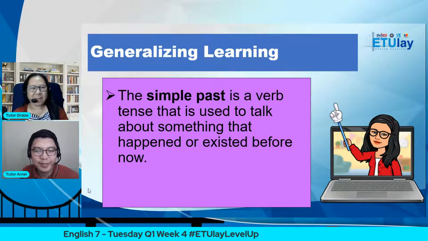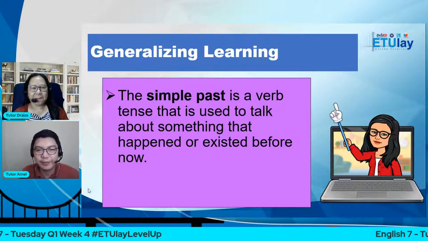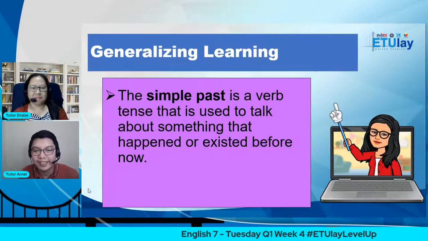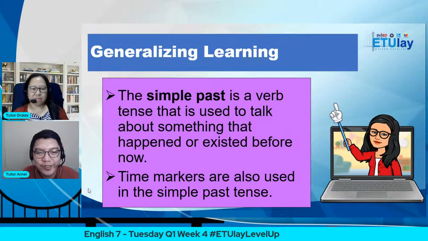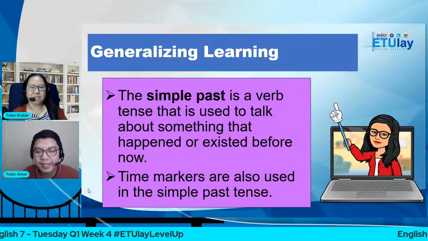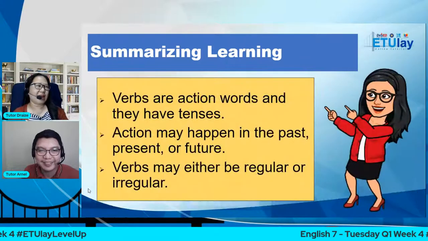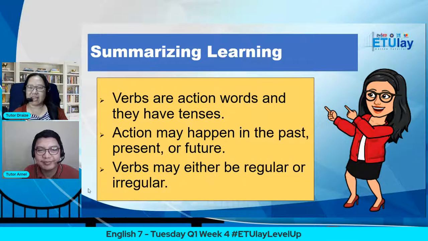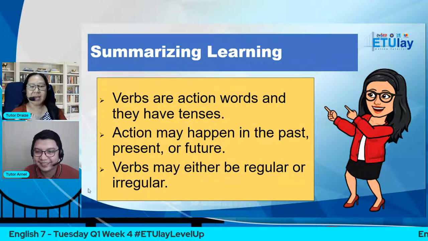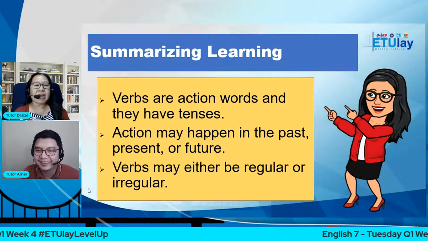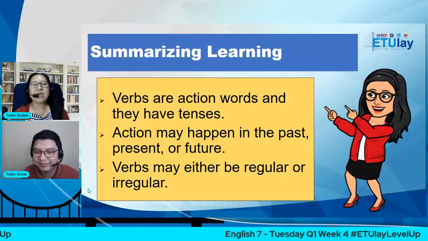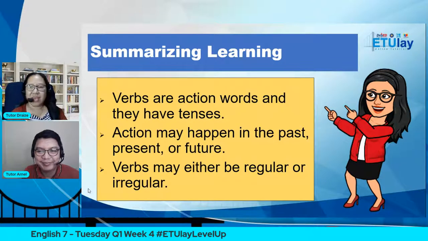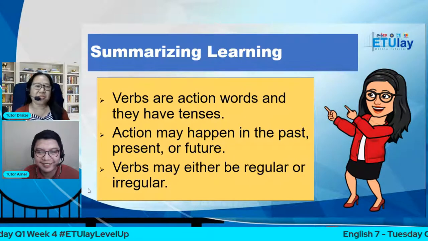All right. So for the simple past, let's always remember that it's a verb tense that is used to talk about something that happened or existed before now. So, of course, time markers are also used in the simple past tense. And for summarizing learning, verbs are action words and they have tenses. And action may happen in the past, the present, or the future. And verbs may either be regular or irregular. So don't ever forget that. Anyway, we're going to have a review next week about that. And remember those learnings.